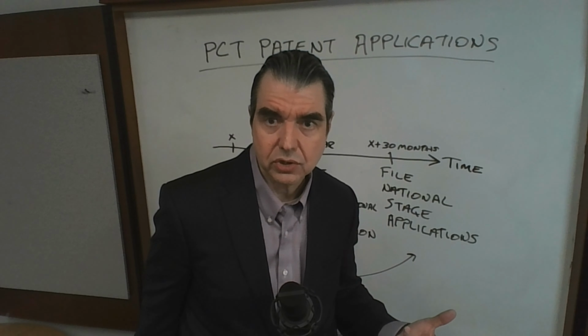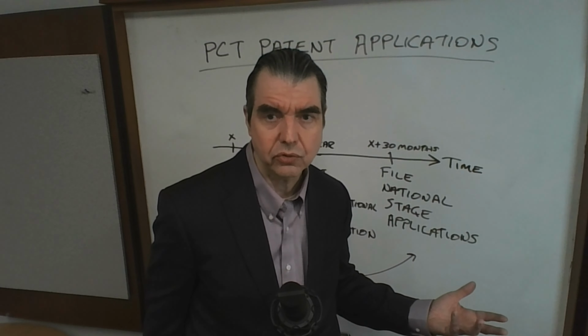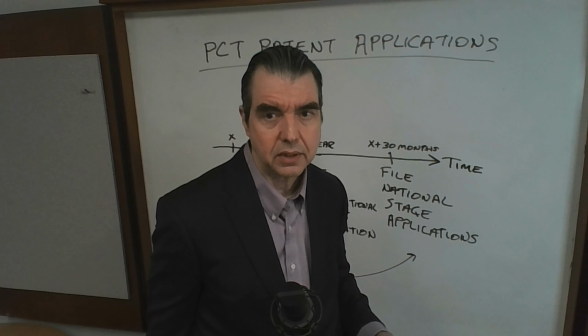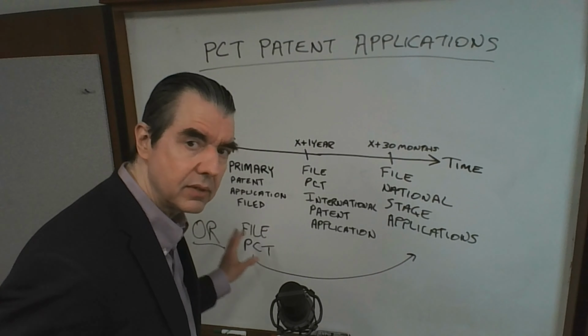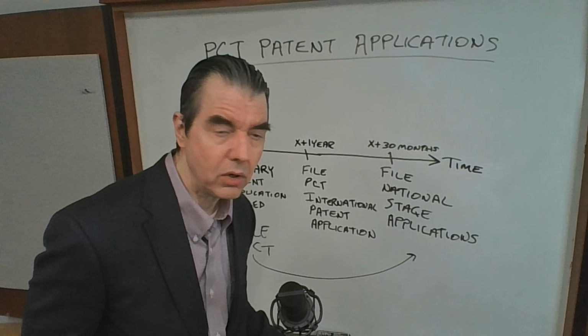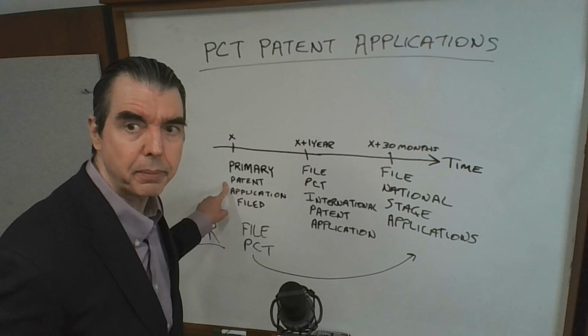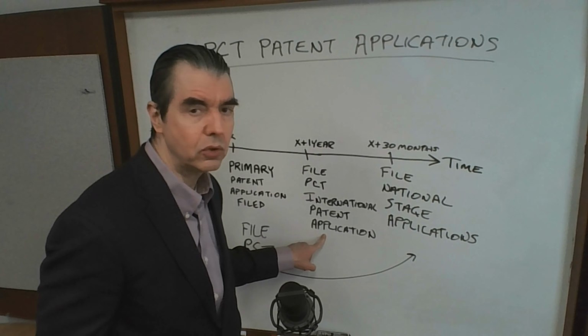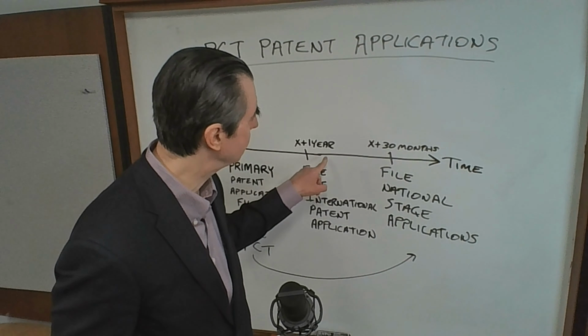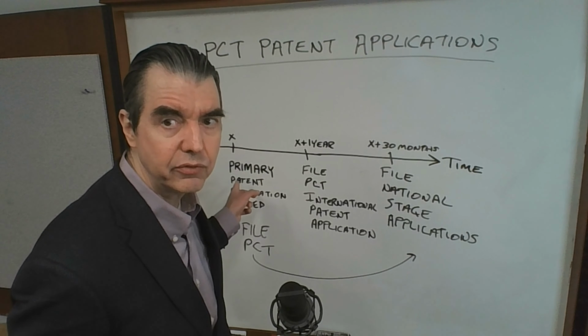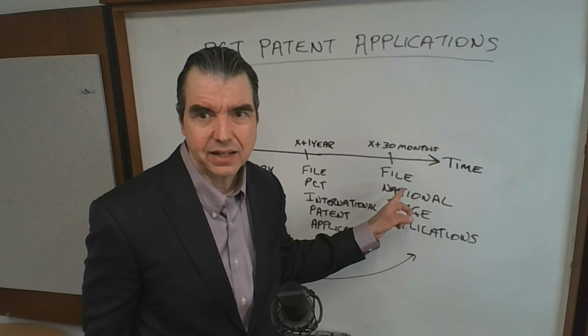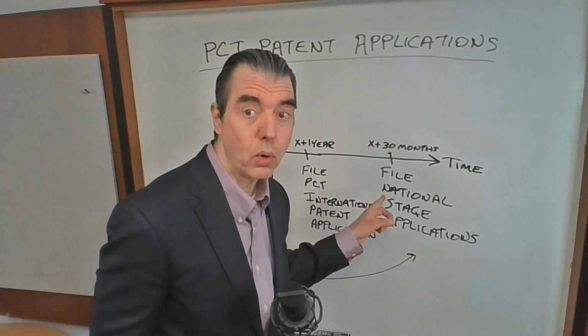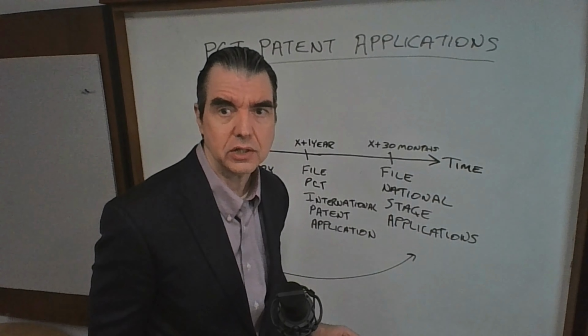There are strategy decisions involved in how you use a PCT and when you file a PCT and why. But generally, the takeaway for you from this video is to know that if you file a patent application initially, you can do a PCT international application within 1 year from the filing date of your U.S. application, and then that gives you 30 months to decide what countries you want to file national stage patent applications in.